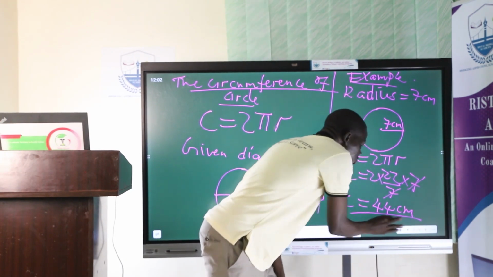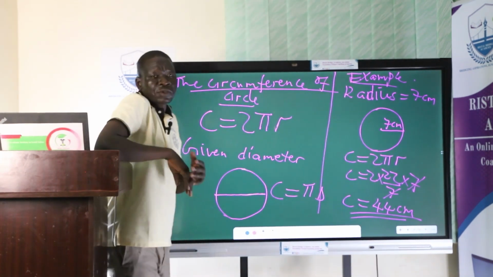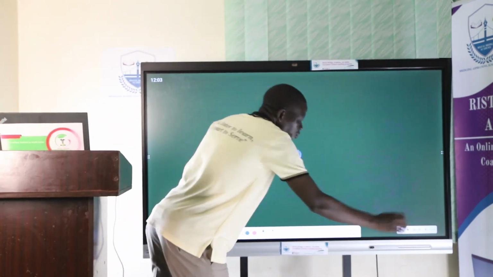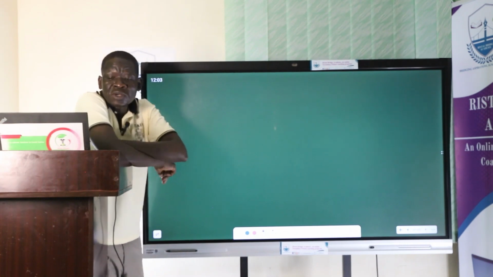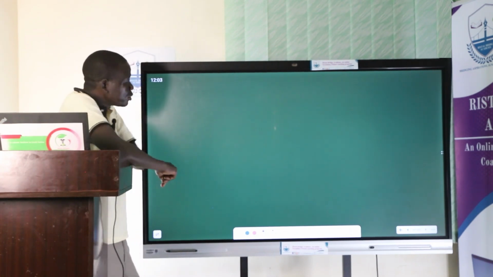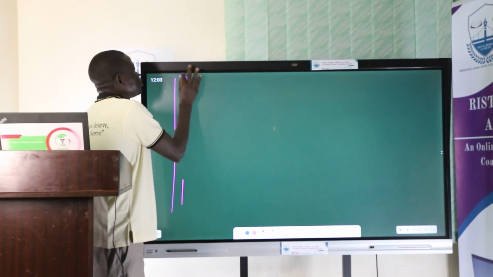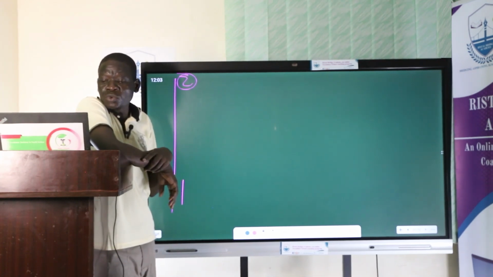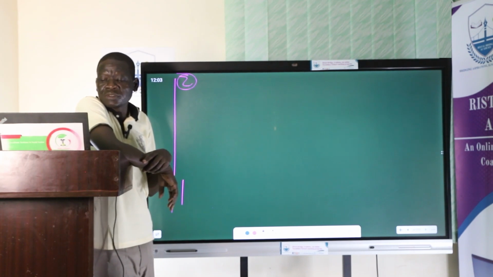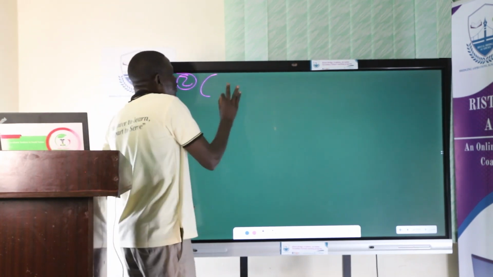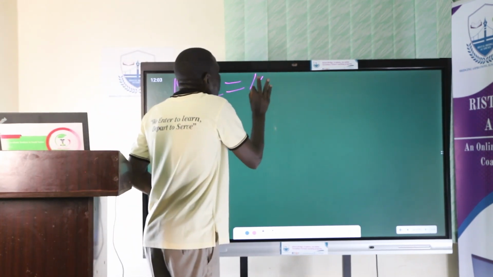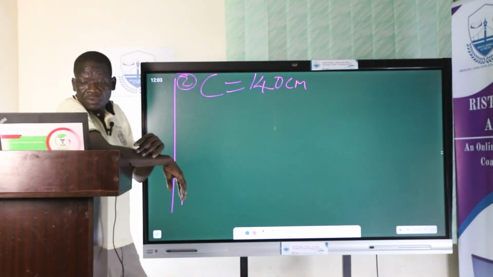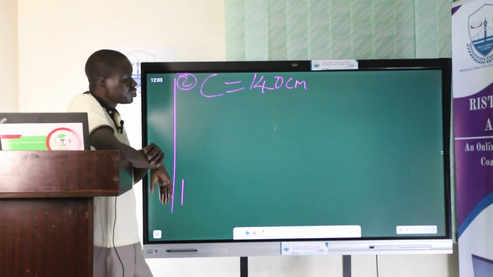We can look at another example. Example number 2 says the circumference of a bicycle wheel is 140 centimeters. Find its radius. Radius is equal to, we don't know. So to find the radius, what do we do? We apply the same formula.